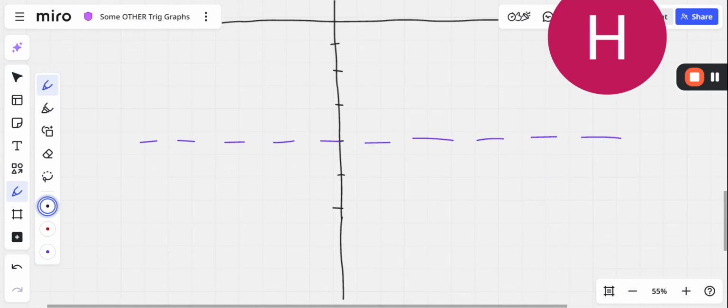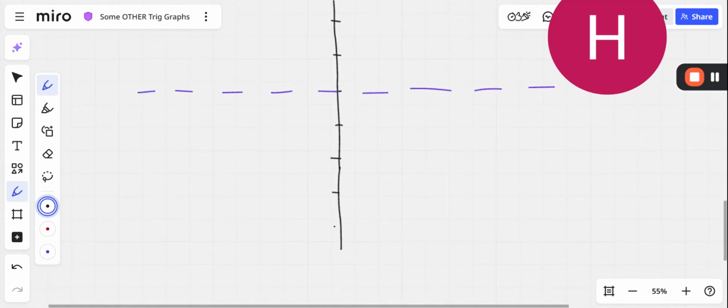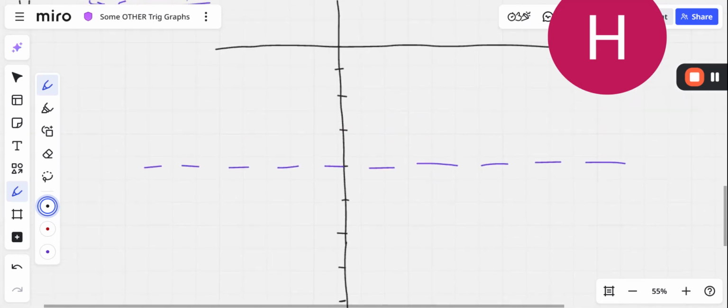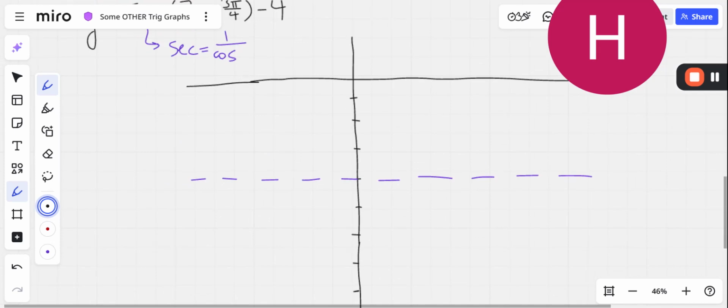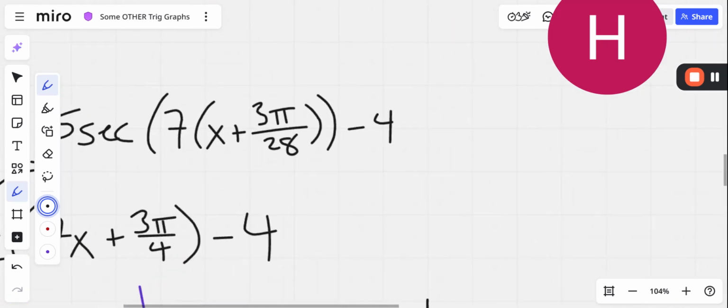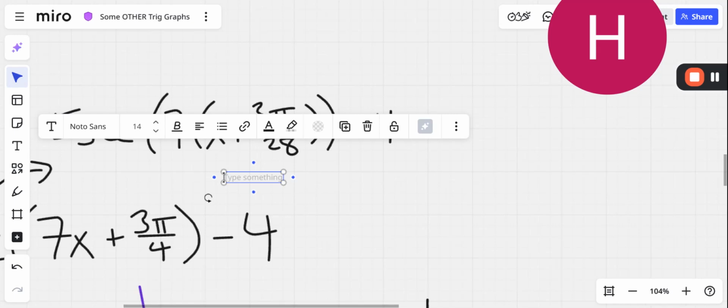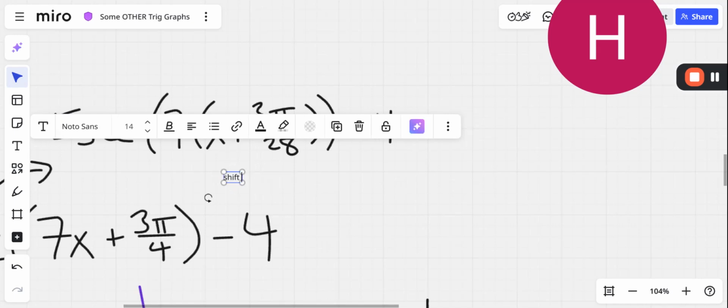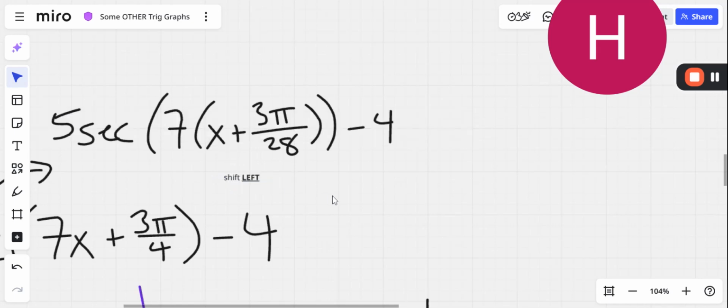1, 2, 3, 4, 5. There we are. And then we need to use our phase shift. So this is going to get shifted to the left. Right, we do the opposite of what our x's tell us. So if it says plus 3 pi over 28, we're actually going to go to the left by 3 pi over 28. Perfect.